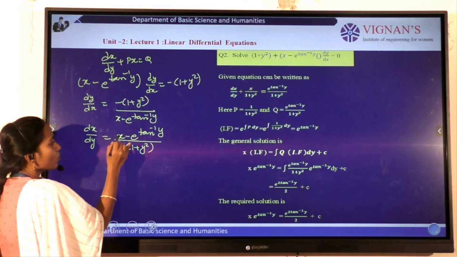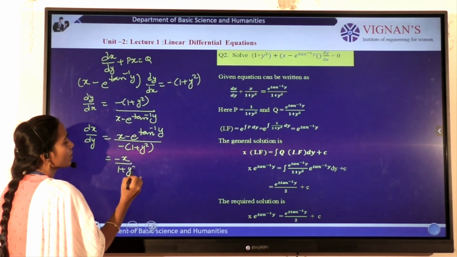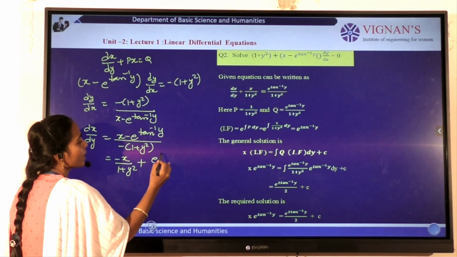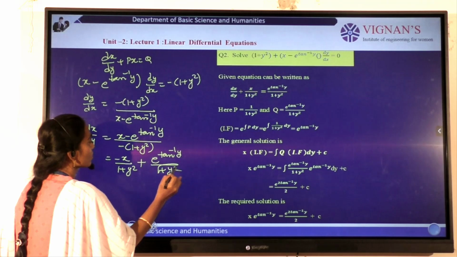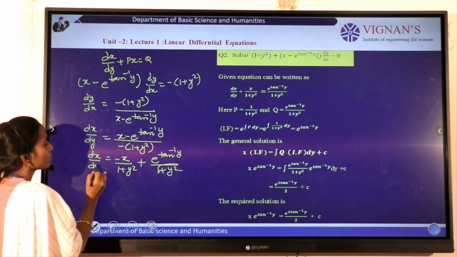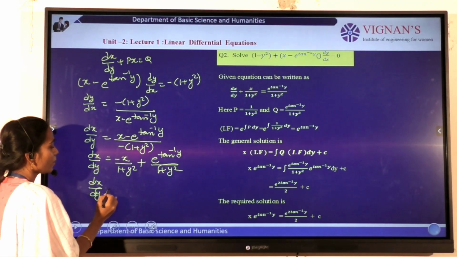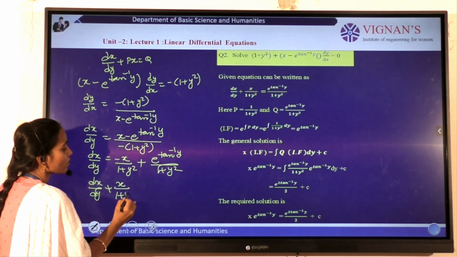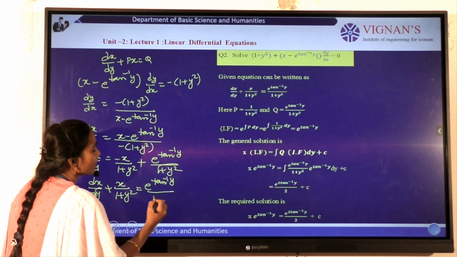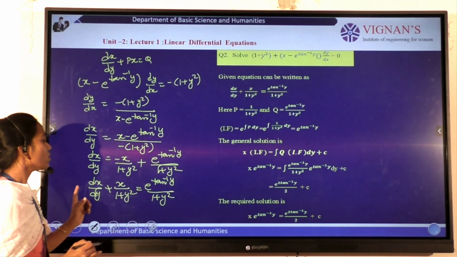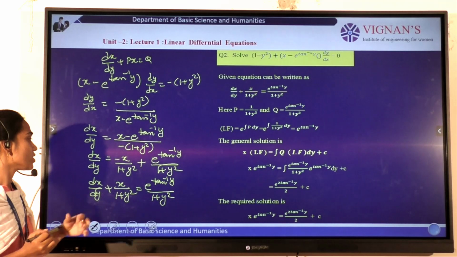Now separate the terms here. Minus x by 1 plus y square, minus by minus is plus, e power tan inverse y by 1 plus y square, which is dx by dy. So dx by dy, bringing it to the LHS, plus x by 1 plus y square is equal to e power tan inverse y by 1 plus y square. So this is the general form of this first order linear differential equation in x.